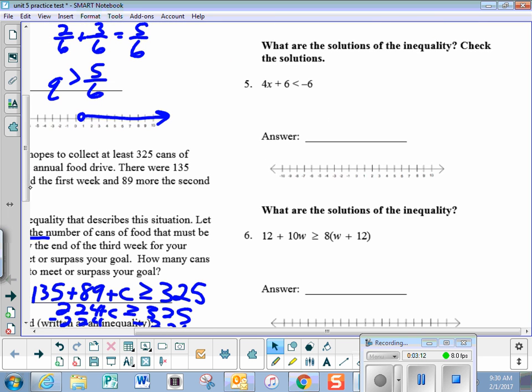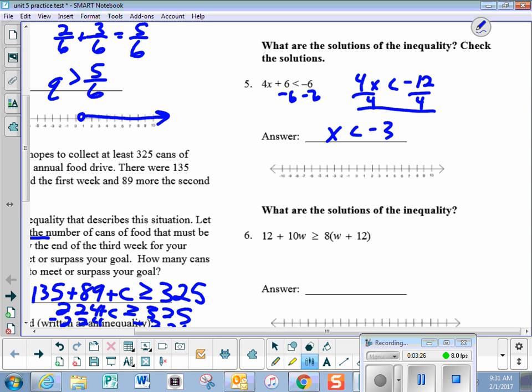We would subtract 6 from both sides and get 4x is less than negative 12. Divide both sides by 4. So x is less than negative 3. What does that look like? Open circle at negative 3, shaded left.